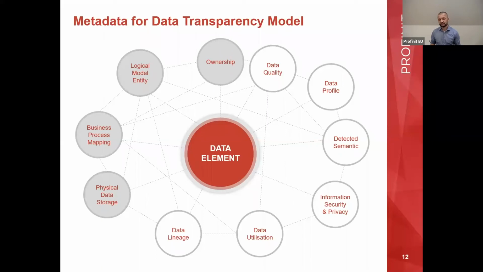So I would say that this dimension of information security is quite ultimate in relation to the other dimensions, because you need to really collect data for other dimensions to be able to comply with all the information security and privacy management requirements.